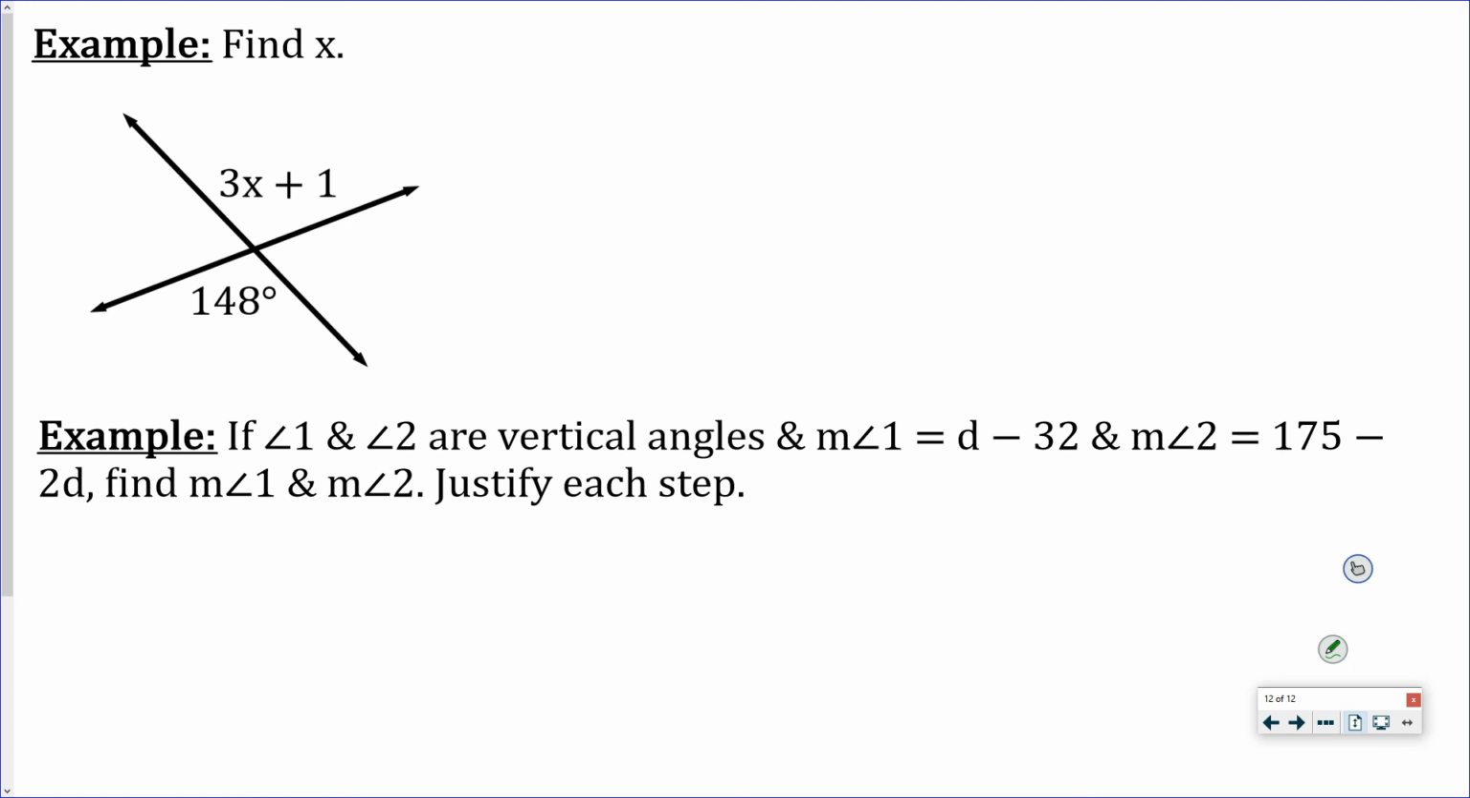All right, let's try one example. This is a pretty simple vertical angle example here, but do I have two intersecting lines in this diagram? Yes. 3x plus 1 and 148. What's their relationship? They're vertical angles, which means their measures are congruent. So we know 3x plus 1 is the same as 148 degrees. Technically, we can state that by the vertical angle theorem.